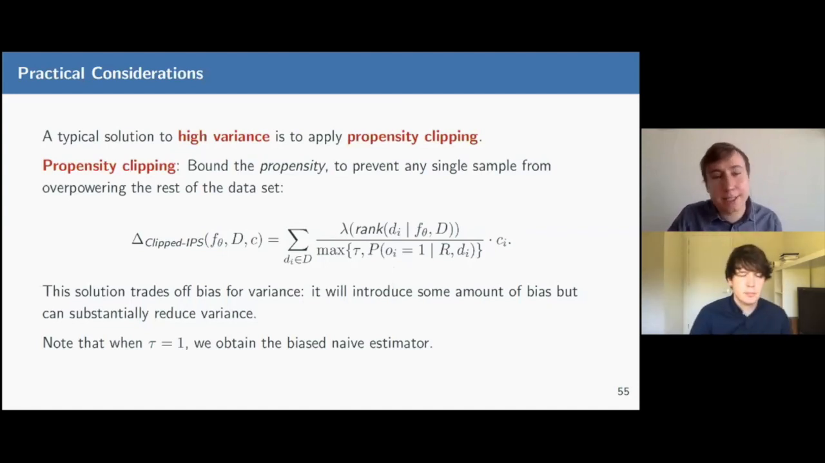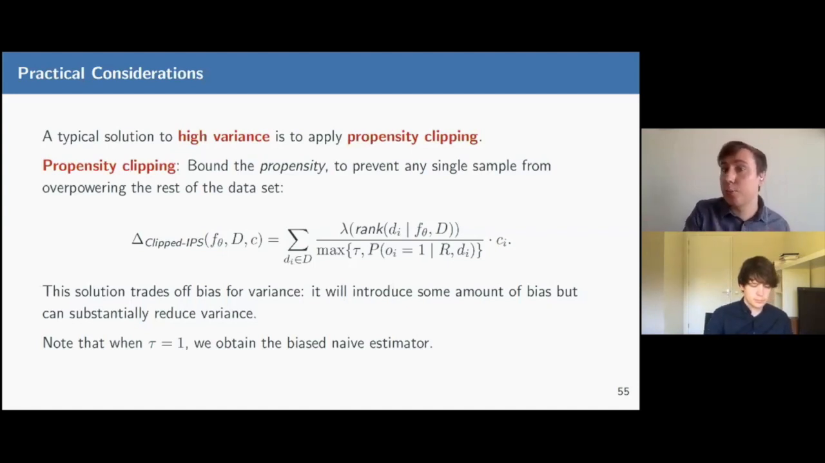And what this solution is essentially doing is it is trading off bias for variance. By setting tau, it will introduce some amount of bias, but it can substantially reduce your variance. And because of that, it may be fairly helpful in essentially the problems that I just outlined, like the high variance problems. So you can clearly see if this tau equals 1, then we're always dividing by 1. Because this probability can never be larger, obviously. So you just get basically your naive estimator that we started out with in this part of the tutorial.